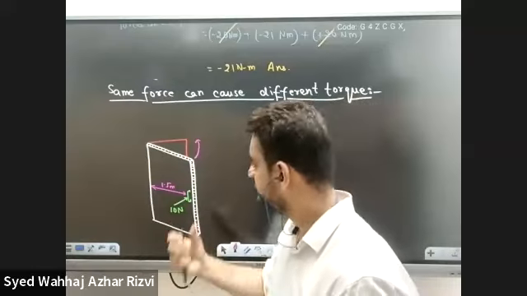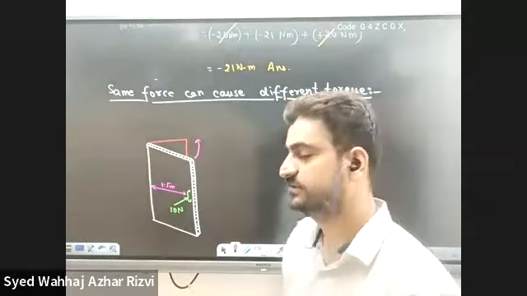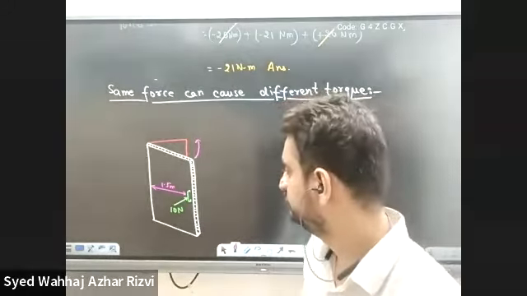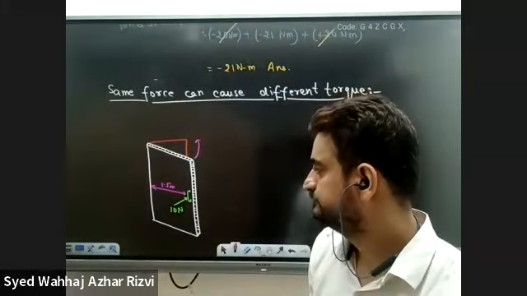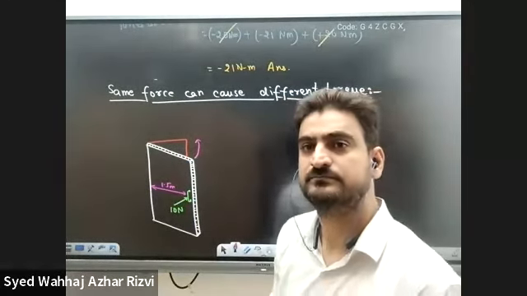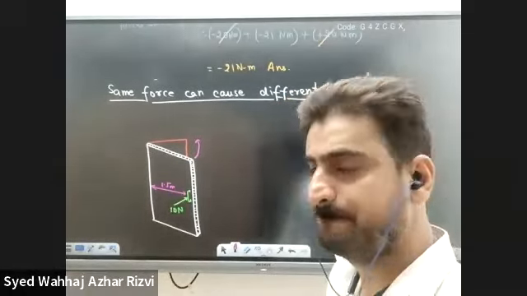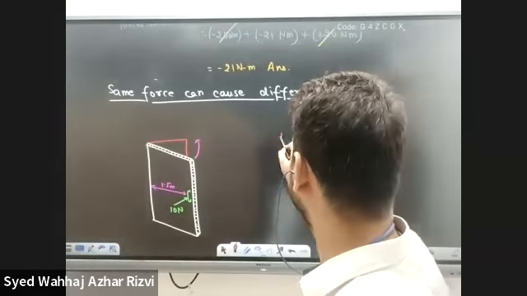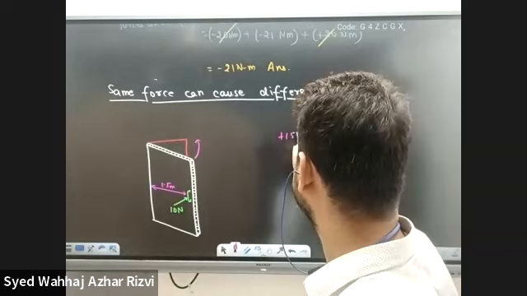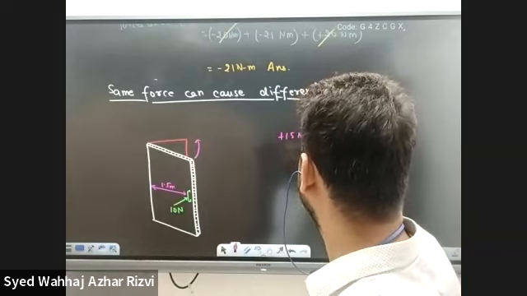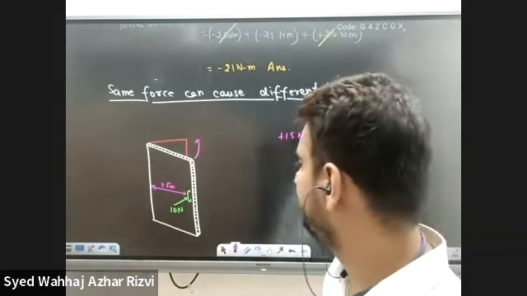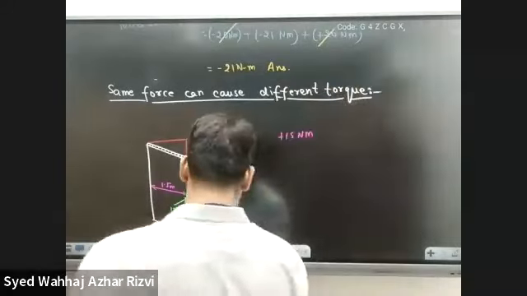And how much would be the torque value? 15 Newton meter. Positive 15 Newton meter. That is going to be the torque if the handle is here. Okay, now let's do one thing.